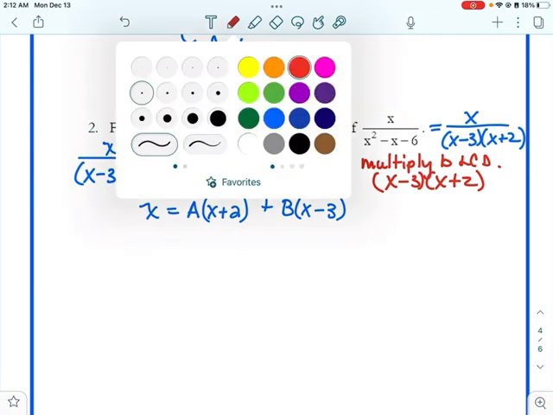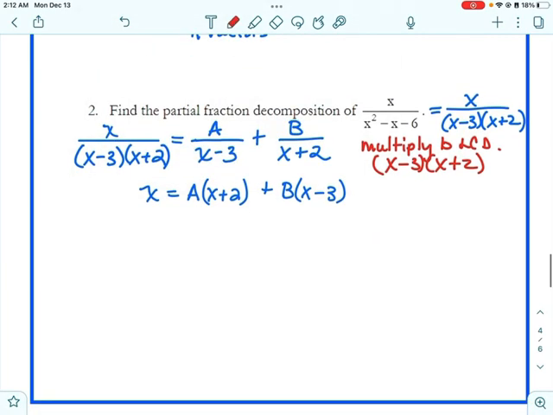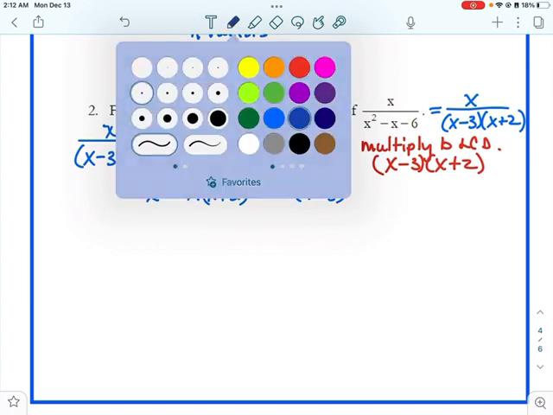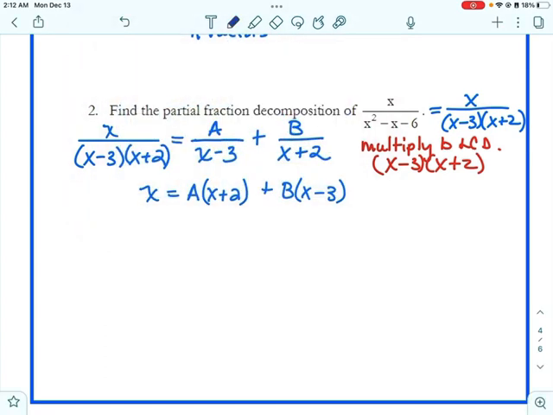Okay, so now we have this equation, right? Now, this is kind of a cute little method. When I first saw it, I thought, wow, okay, it goes pretty easily. So here's our first step, and then the second one, we're going to use excluded values.